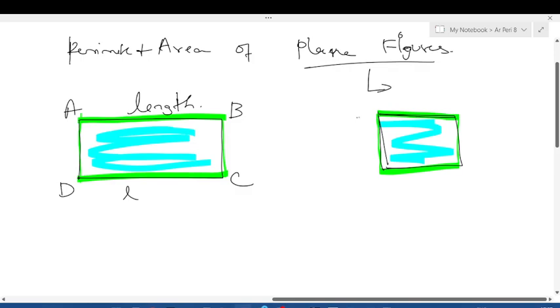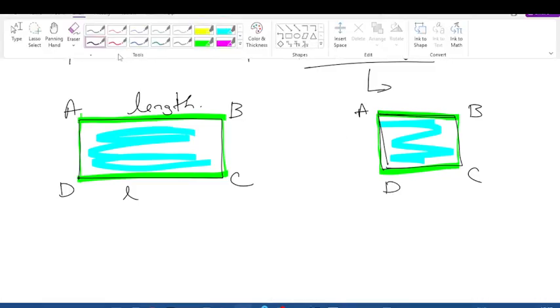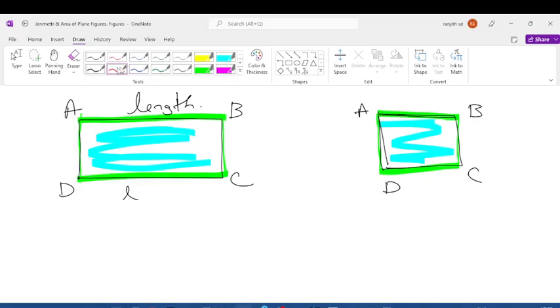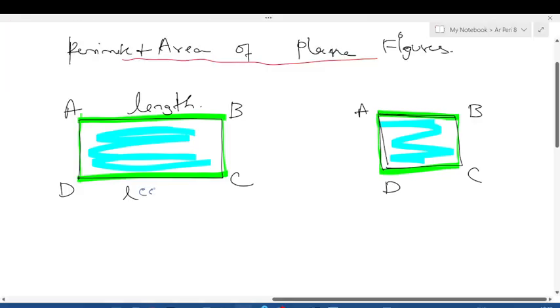And what about rectangle and square? Both look the same, but what's the property? A rectangle will have only opposite sides equal, right? We call it length, and this side you call it breadth. For a square, all four sides are equal. We don't call length or breadth. We'll just call it side.